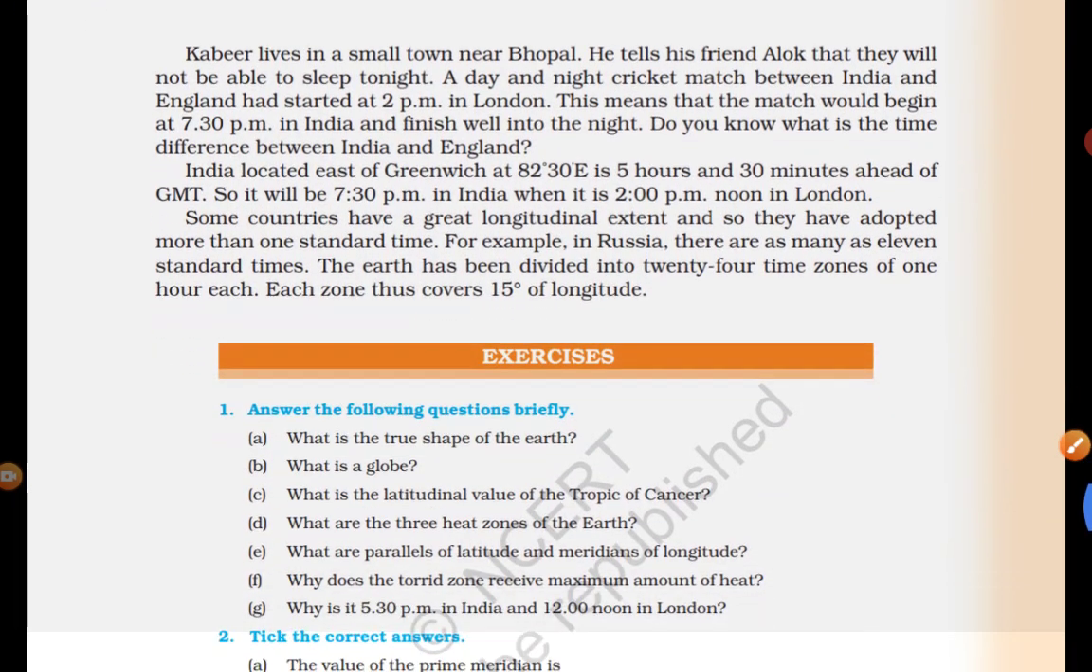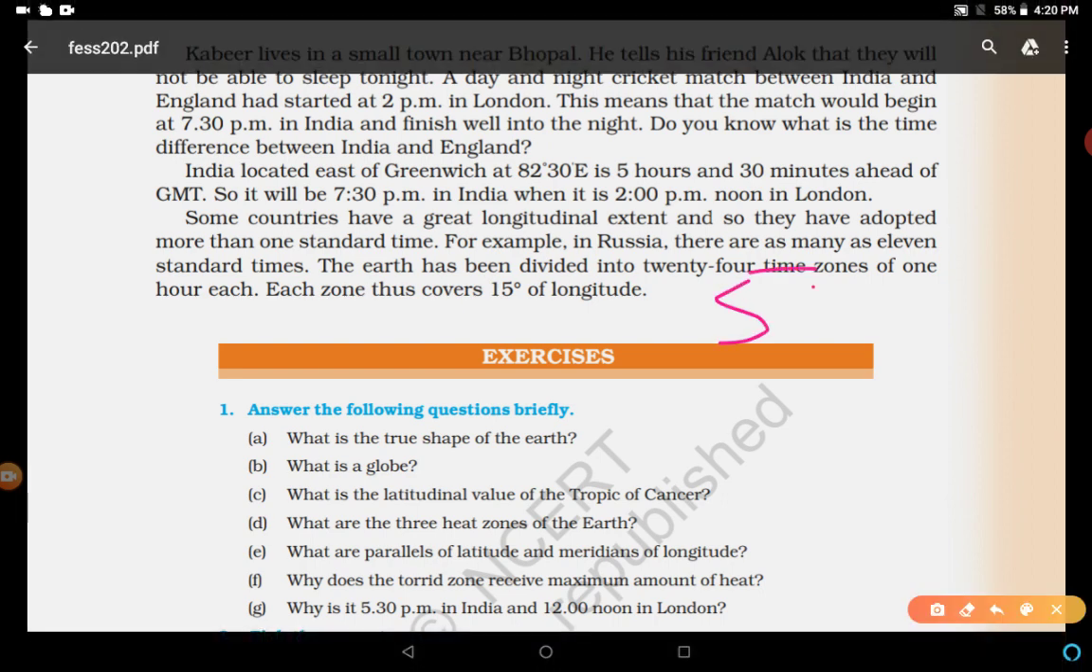Now if we see the time difference between the 0 degree prime meridian and IST, as I told you, there is a difference of 5 hours 30 minutes. So if it is 2 p.m. in London, because England is considering the 0 degree prime meridian as its time meridian, so it is 2 p.m. in London. So what time will be there in India?